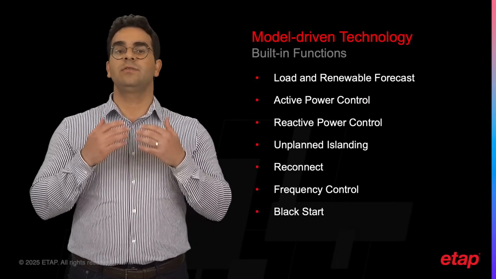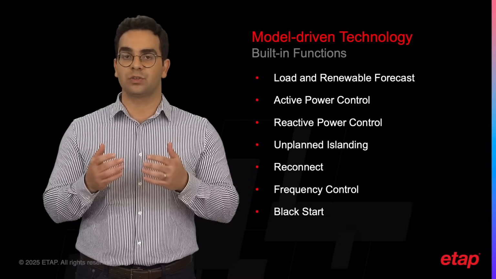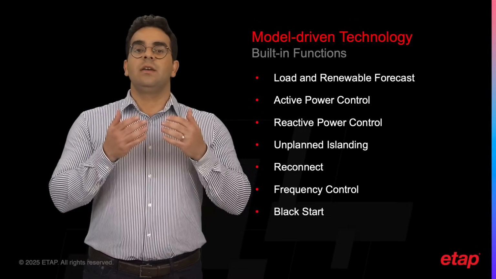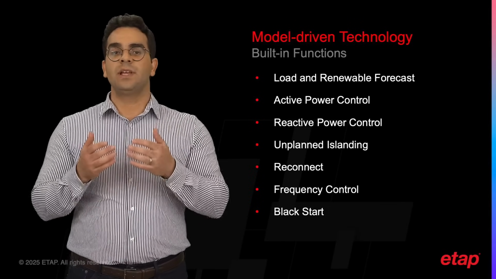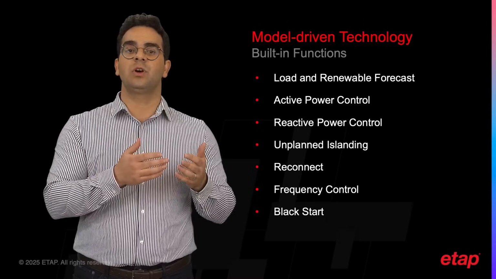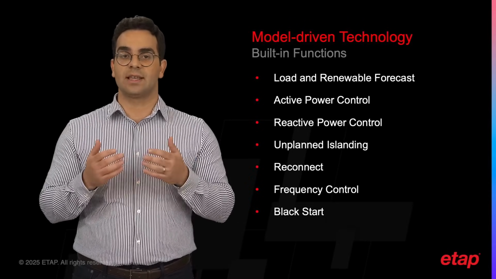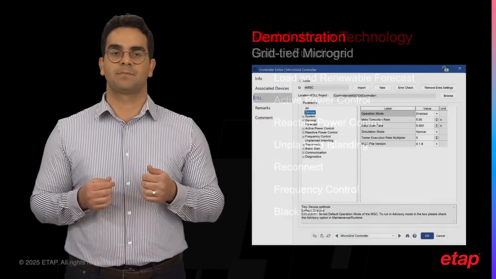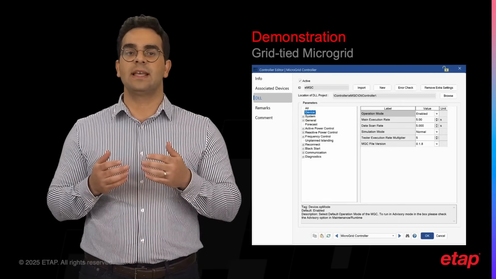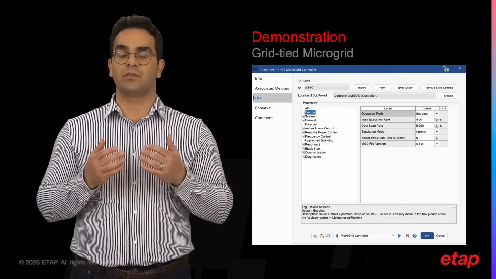The ETAP microgrid controller offers several built-in functions to control and manage both grid-tied and off-grid microgrids. The list of functions is shown here. We will demonstrate the performance of ETAP microgrid controller for these functions in a grid-tied microgrid example and also an off-grid microgrid example. Let's first dive into a grid-tied microgrid example and demonstrate the ETAP microgrid controller's performance.